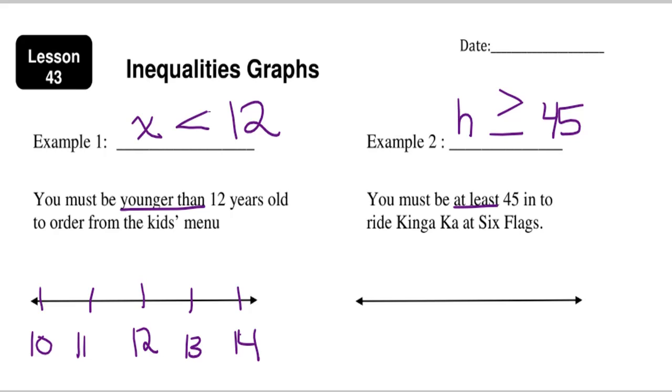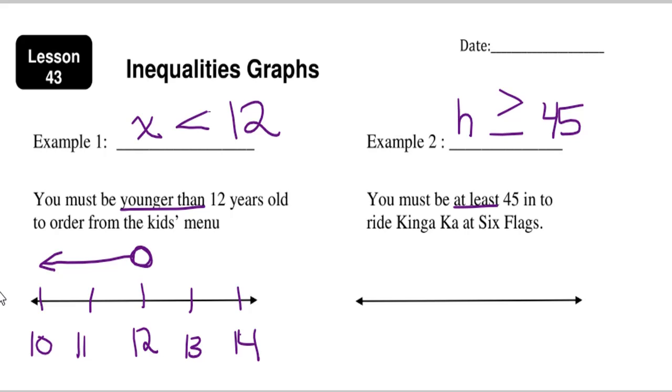So because this is a less than symbol, that means I can't be 12. I have to be younger than 12. So I'm going to use an open circle around the 12. And younger means this direction. Right? I could be 11, I could be 10, I could be 9, I could be 8, 7, 6, 5, 4, 3, 2, 1. I could be 0, but then I'm not really a person.